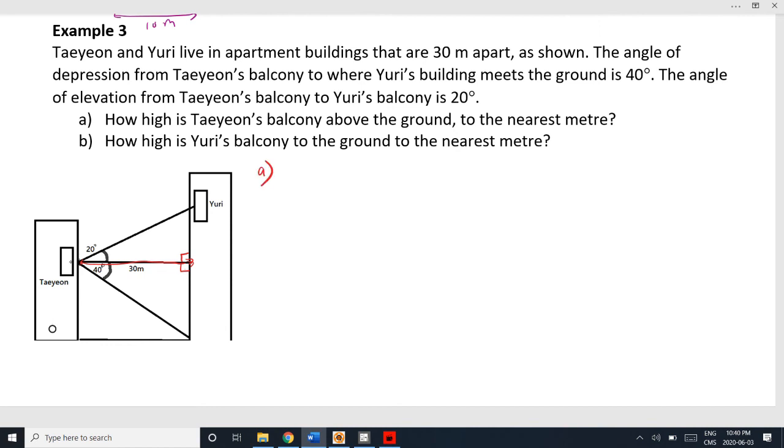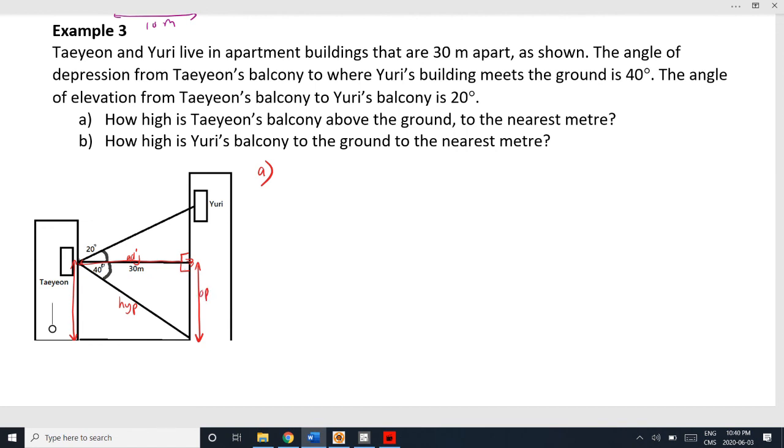So we need to figure out how tall Taeyeon's balcony is off the ground. And this height here is going to be the same as this height here. Now we can get to work with our trigonometry. Let's label the sides of this triangle. The side opposite the 90 degrees is the hypotenuse. The side that's touching the 40 degrees is going to be the adjacent. So adjacent is 30. And we want to find this distance here, the opposite.